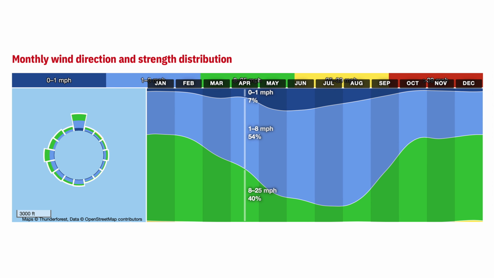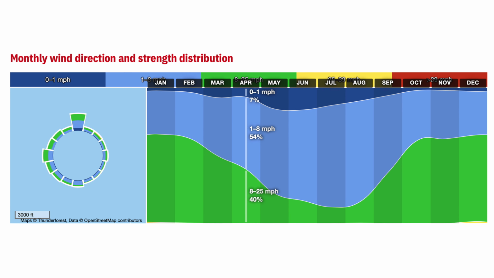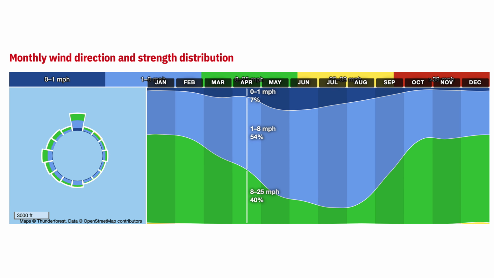This is the monthly wind direction and strength distribution. And we can see in green is 8 to 25 mile per hour winds, which is pretty significant. I feel like anything under 8 is going to be just a gentle breeze, very mild.